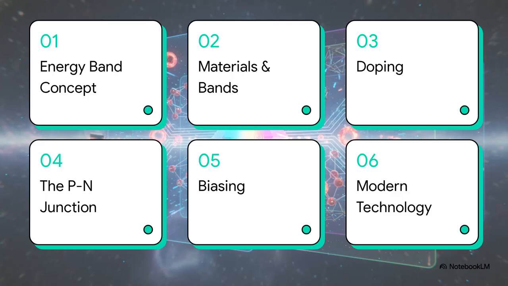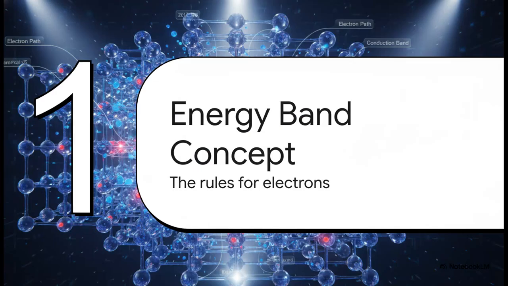Okay, so here is our roadmap for today. We'll start with the energy band concept, then define conductors, insulators, and semiconductors. Third, we'll look at intrinsic and extrinsic doping, followed by the p-n junction. Then, forward and reverse bias, and finally, how all this builds modern technology. All right, let's jump right into section 1, the energy band concept.